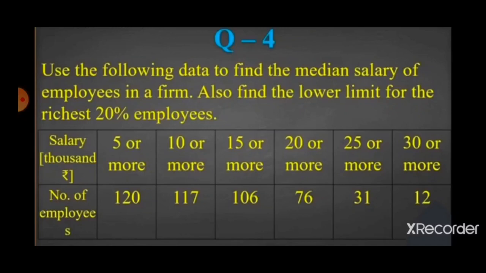Salary in 1000: 5 or more, 10 or more, 15 or more, 20 or more, 25 or more, 30 or more. And the number of employees is given in more-than cumulative frequency. So we have to find the original frequency distribution, in the less-than type frequency distribution.